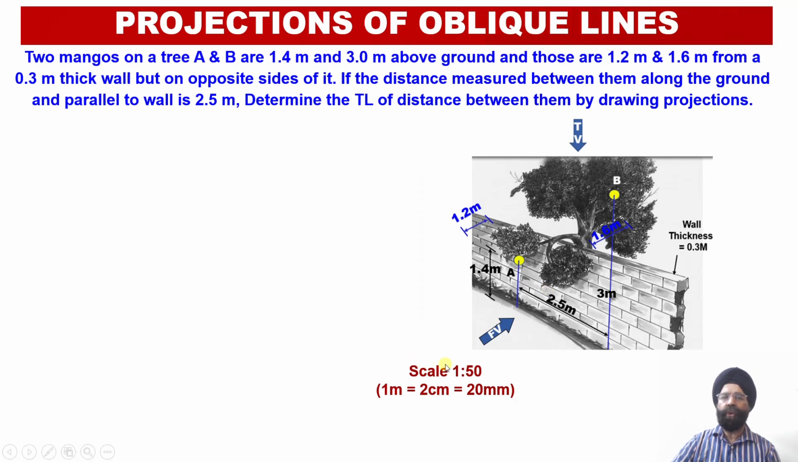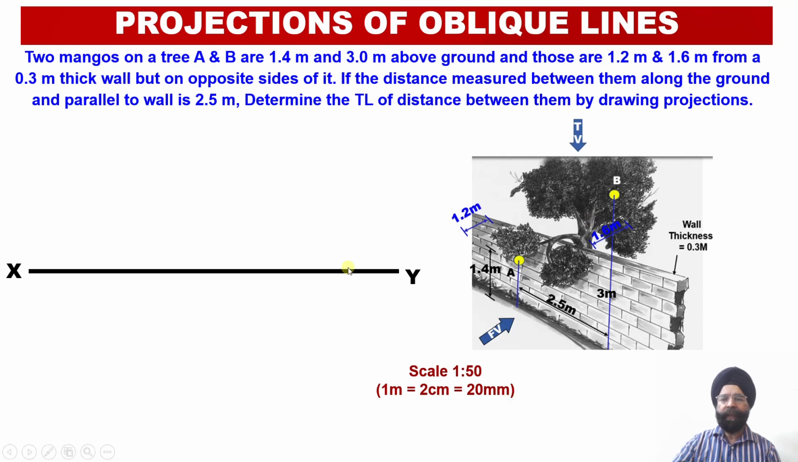Now, in order to draw the orthographic projections of this real life situation, we have taken a scale of 1:50, that is 1/50 scale. So a reducing scale will be used in order to make the construction of the orthographic projections of the oblique line. Here a distance of 1 meter will be projected as 2 centimeter or 20 millimeter in the orthographic projections.